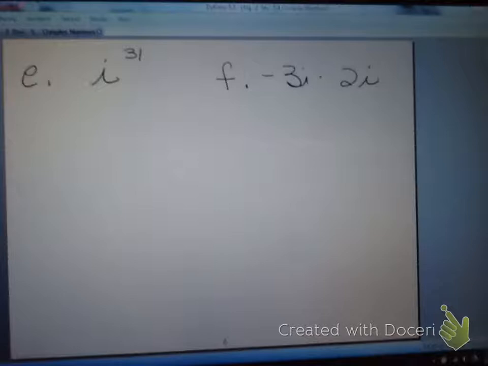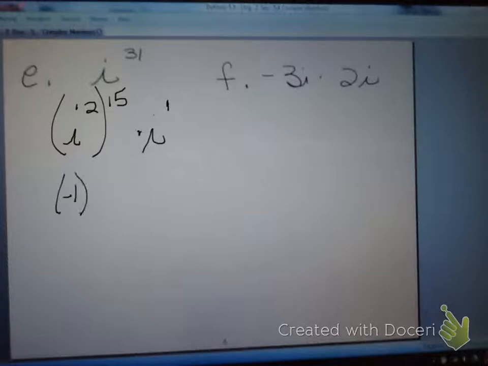Example E, i to the 31st power. We are always going to simplify it in the form of i squared. Now, can I multiply 2 by some number to give me 31? No, but I can come close. I can get 30, so I can multiply it by 15, and then I have to multiply by an additional i to the 1 power. i squared is negative 1, to the 15th power, times i. Negative 1 to the 15th power is a negative 1. Remember, if the exponent is odd, the answer is negative. Times i is a negative 1i, or we can just say negative i.